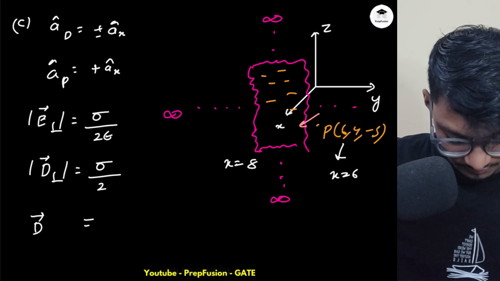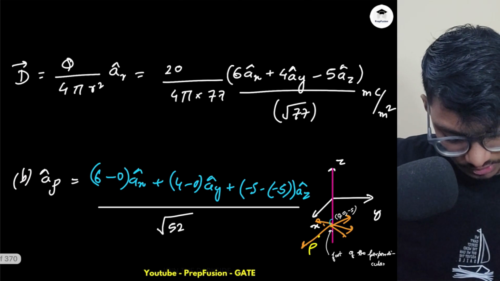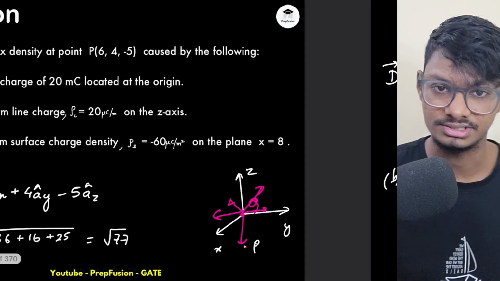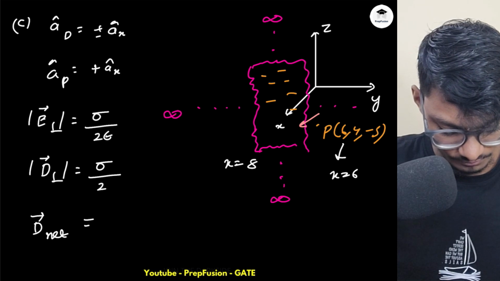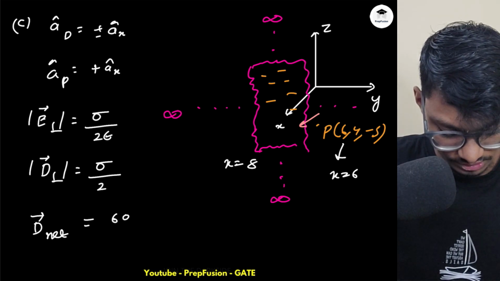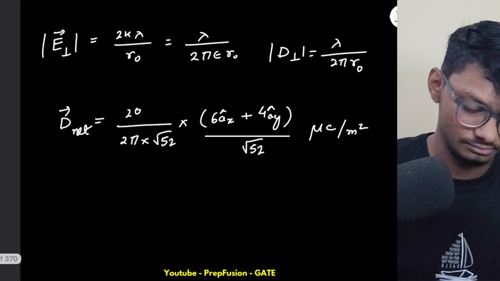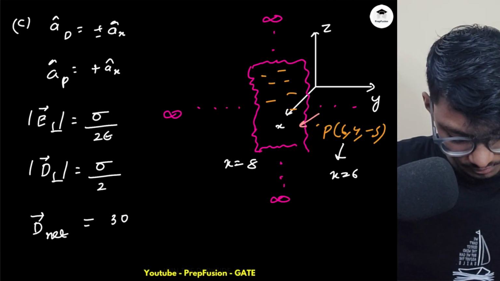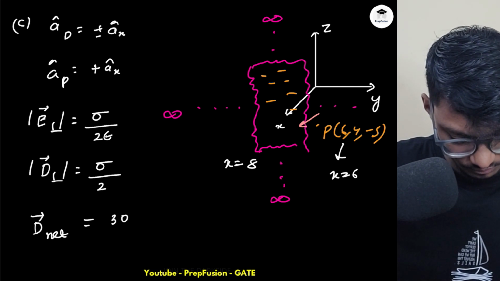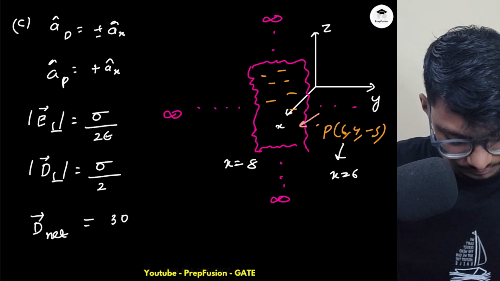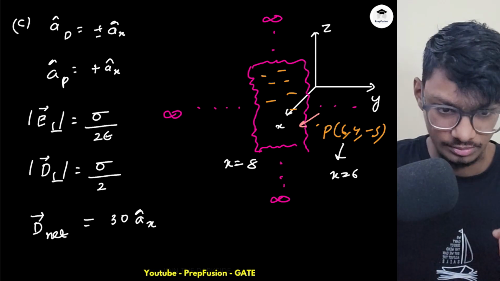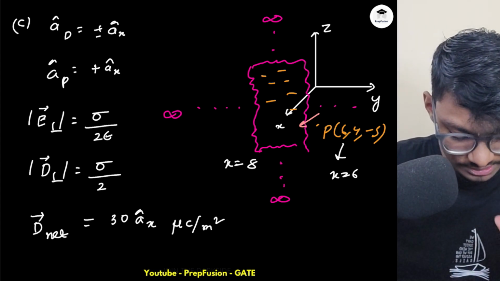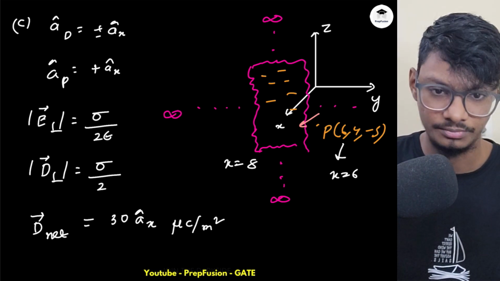So if it is sigma upon 2, things will be pretty simple. Now I will write my electric flux density. Sigma is how much? I will not write the minus because the minus has already been taken care of. I will just directly write 60 micro. 60 by 2 is 30 micro, and the direction is plus AX cap. This is pretty simple actually, microcoulomb per meter square. So this will be the answer for this particular question: 30 microcoulomb per meter square.